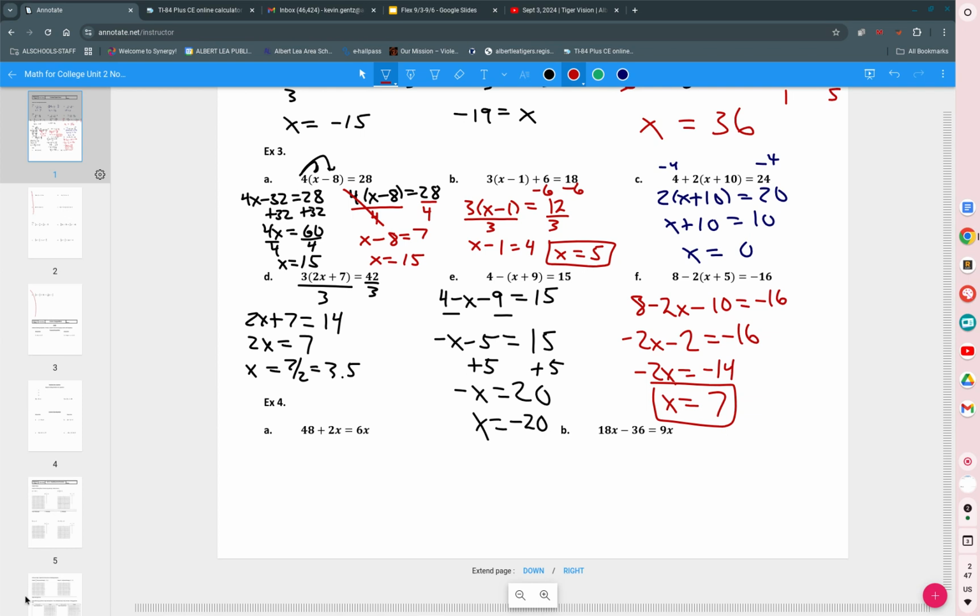Did you get 7? I distribute my -2. I combine the 8 and the -10 to get -2, and I solve from there. Again, I want to check that answer. 7 plus 5 is 12, times 2 is 24, and 8 minus 24 is -16. So it checks out for me.